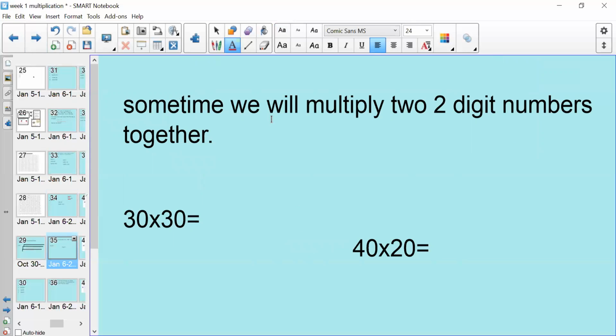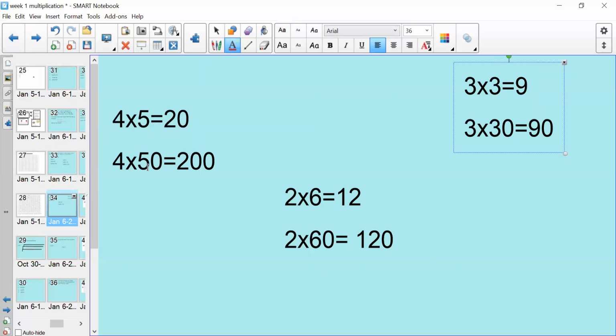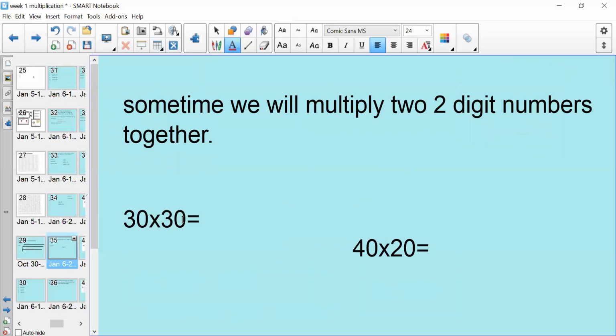Okay, so sometimes we'll multiply two two-digit numbers together. Before, we always had a 2-digit number, so 50, times a 1-digit number, 4. Whereas now we've got two two-digit numbers. So we've got 30 and 30, and 40 and 20. And again, if you got that and you did not know how to work that out, you could say that you know that 3 times 3 is 9. Therefore, 30 times 30 will be 900.